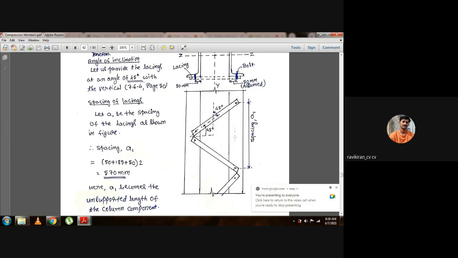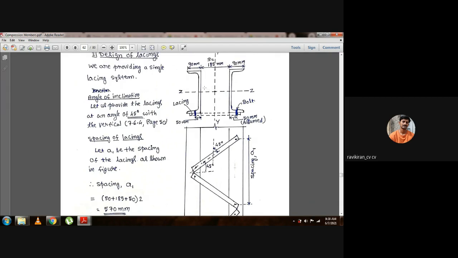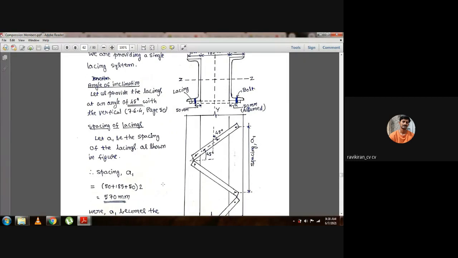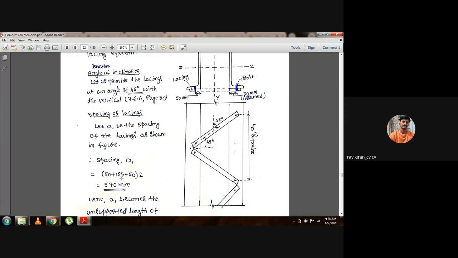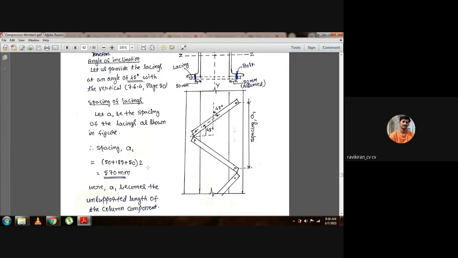So how to calculate this horizontal distance? You know the spacing is 185 because we have provided. After that 185, what is the CG distance? See here, 185 plus 50. Here we have mentioned bolt we are going to provide at a distance of 50 mm from the base of the eye section. Okay, so from here to here the distance is 50 plus 185 plus 50. So multiplied by 2 will give us vertical distance from here to here as well as here to here. The total spacing is 570 millimeter.